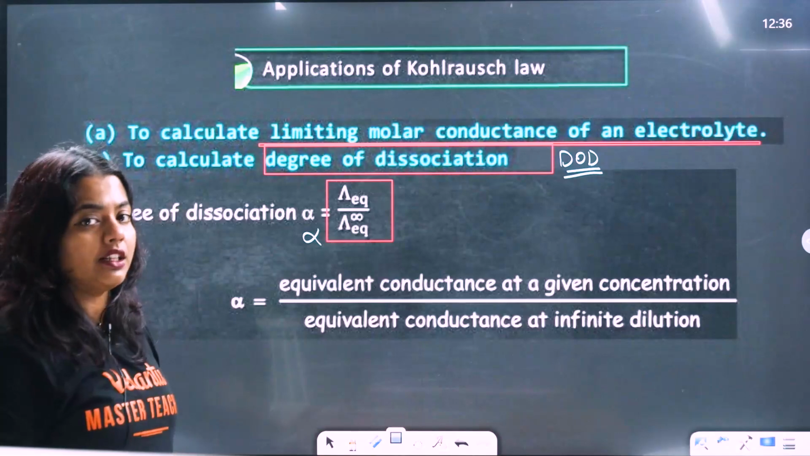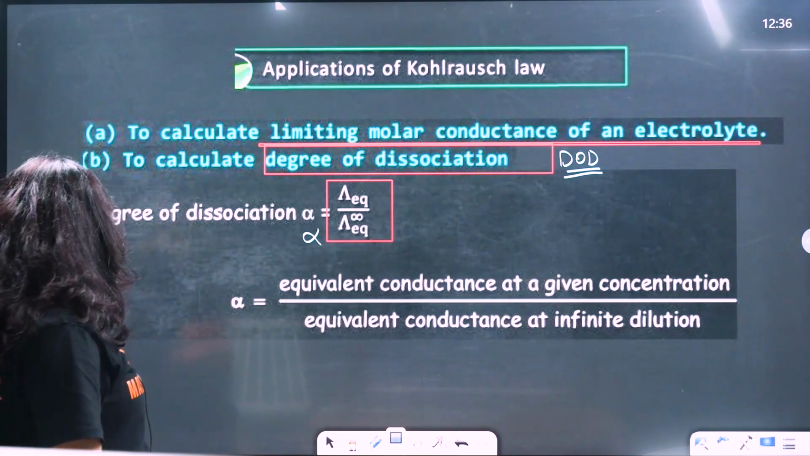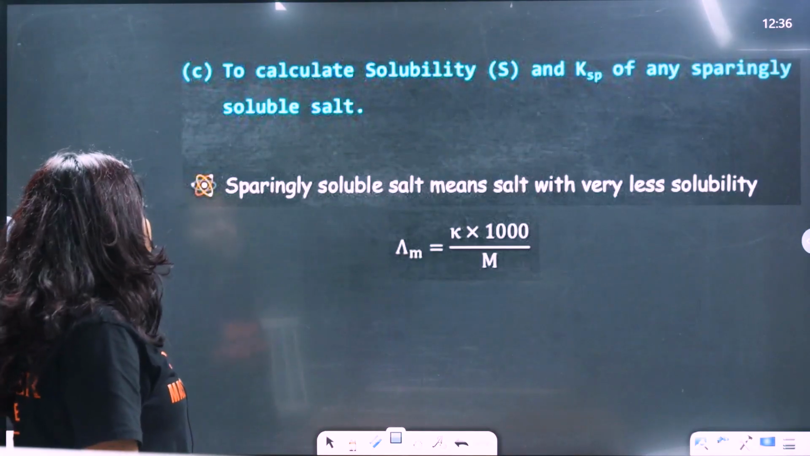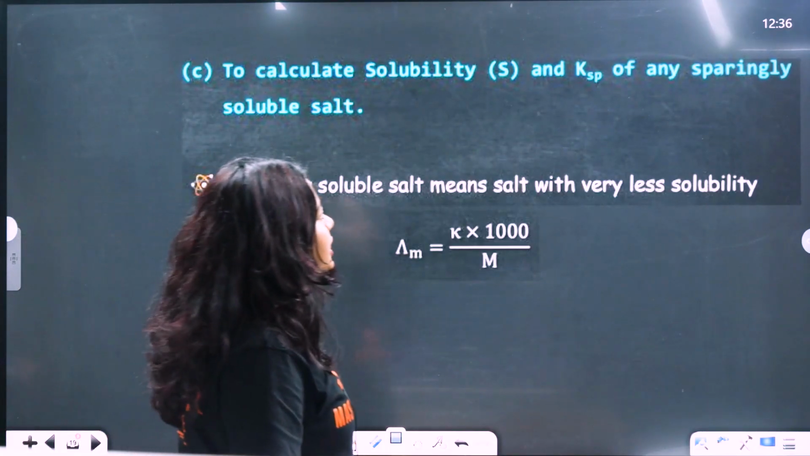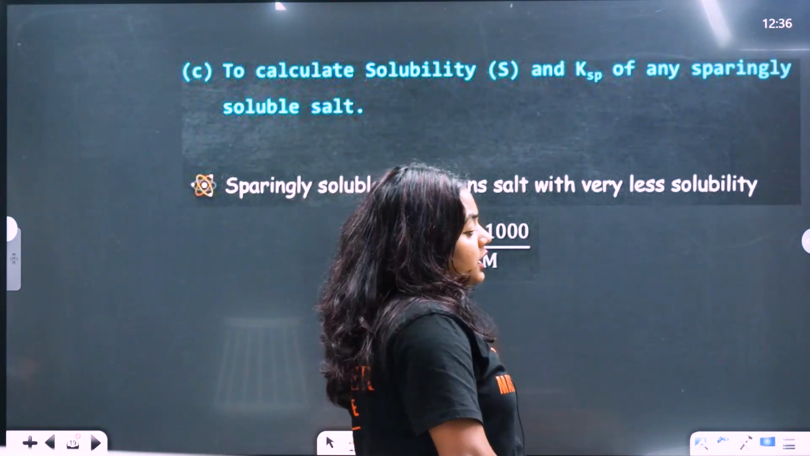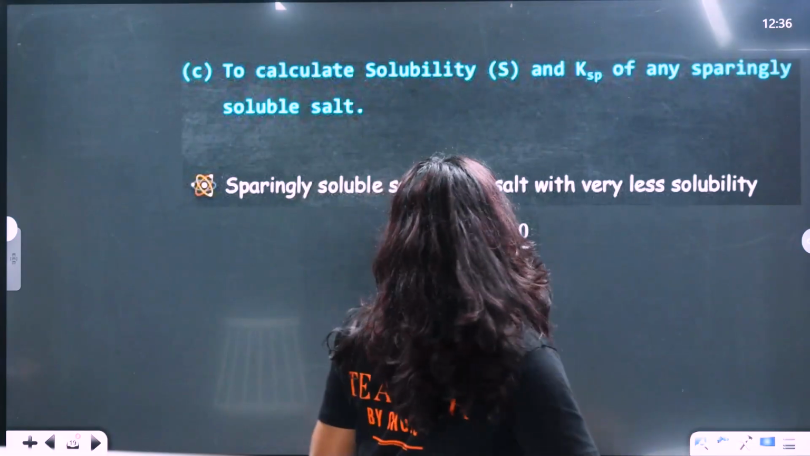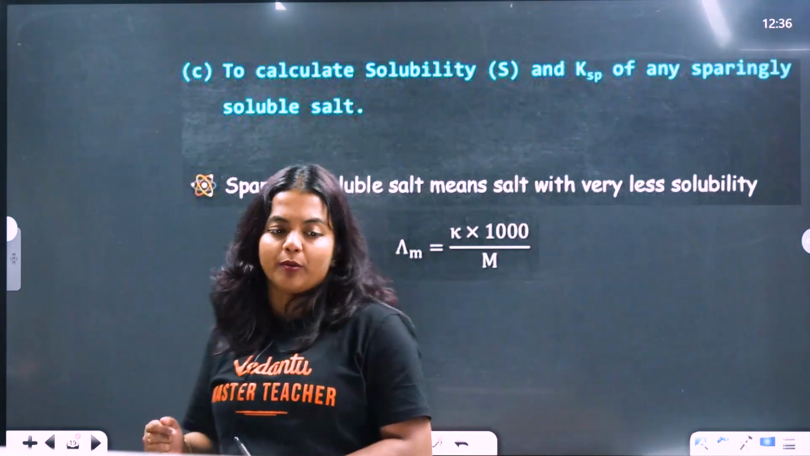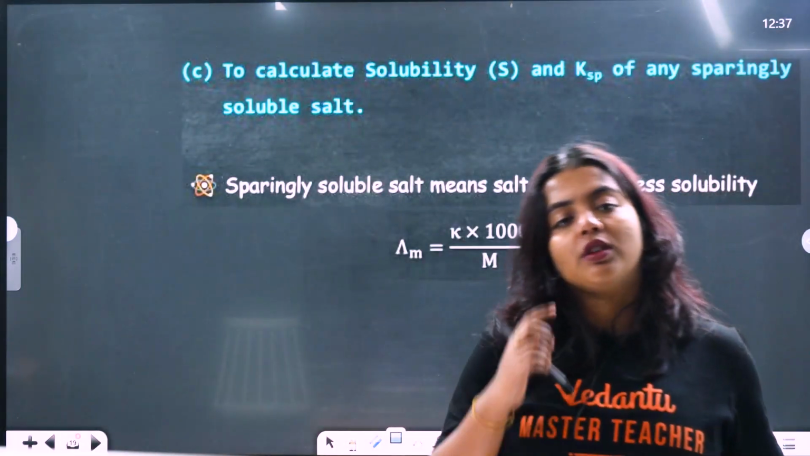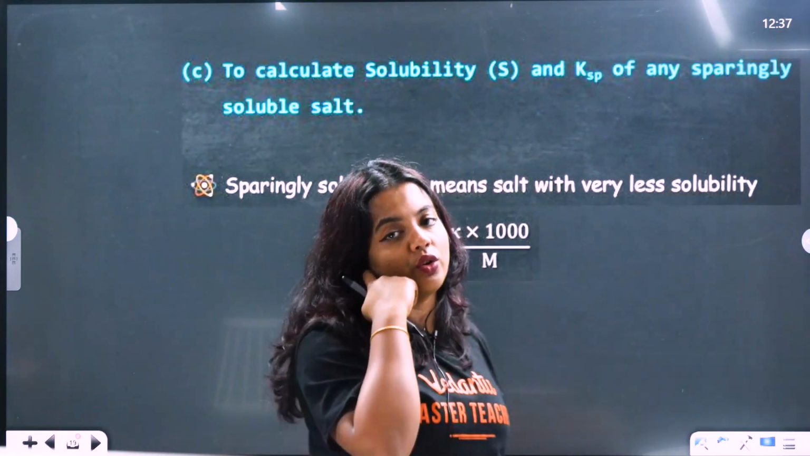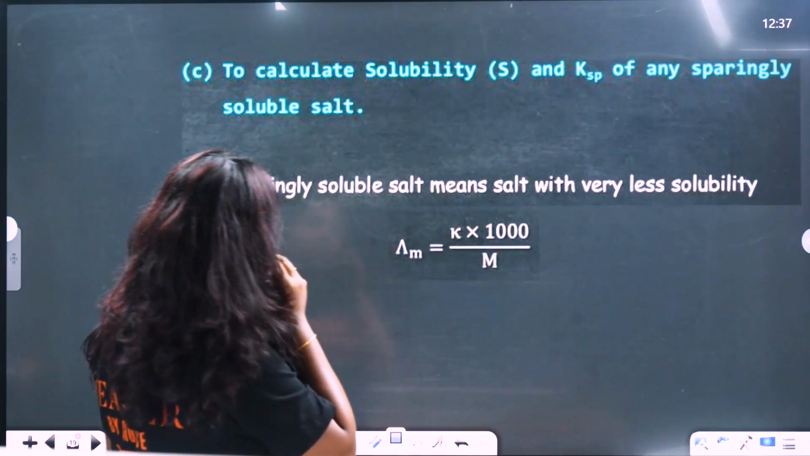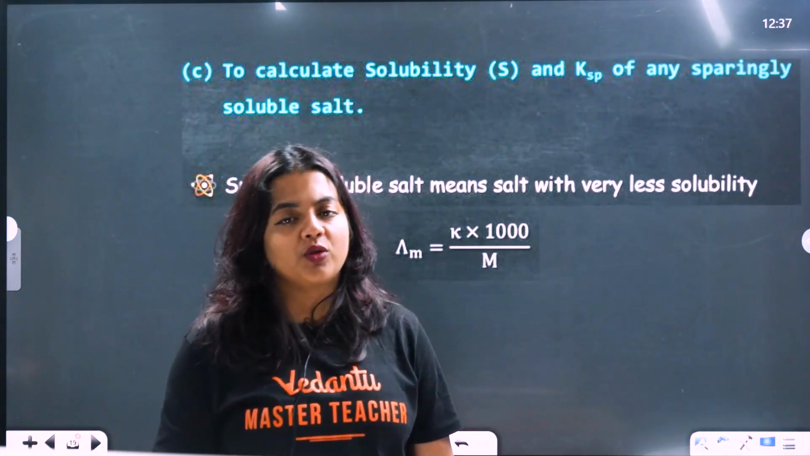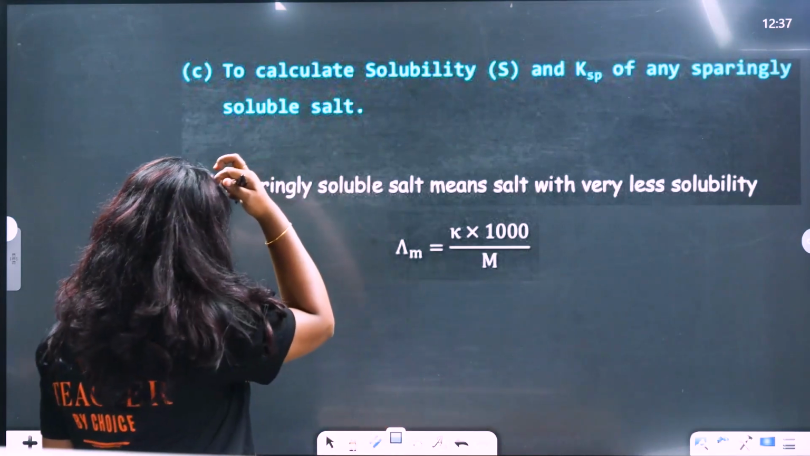So that is how we find the degree of dissociation. Clear, everyone? Okay, this much is not required, but still I am telling you, to calculate the solubility, the Ksp of any sparingly soluble salt. What do you mean by Ksp, children? Solubility product, right? Solubility product of any sparingly soluble salt. Sparingly soluble means a salt which has low solubility. It will not dissolve completely; such a salt is called sparingly soluble.